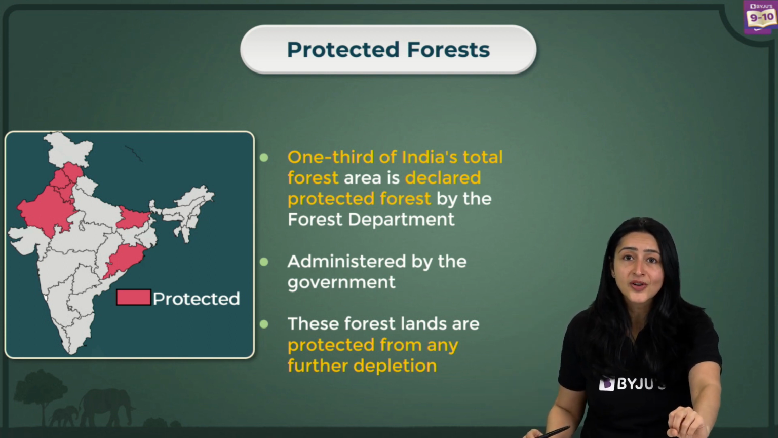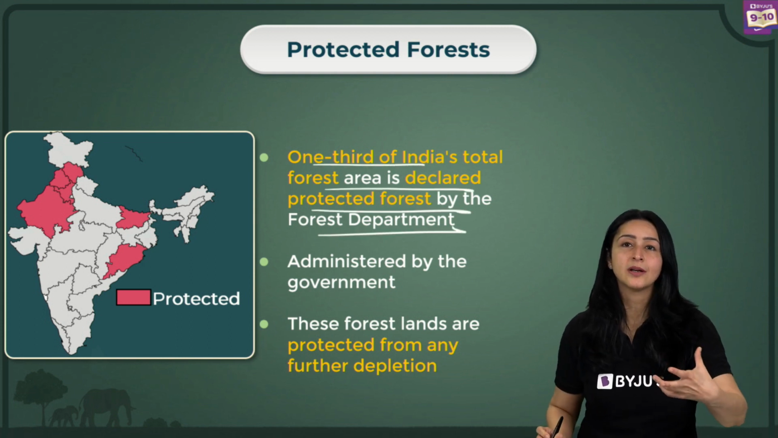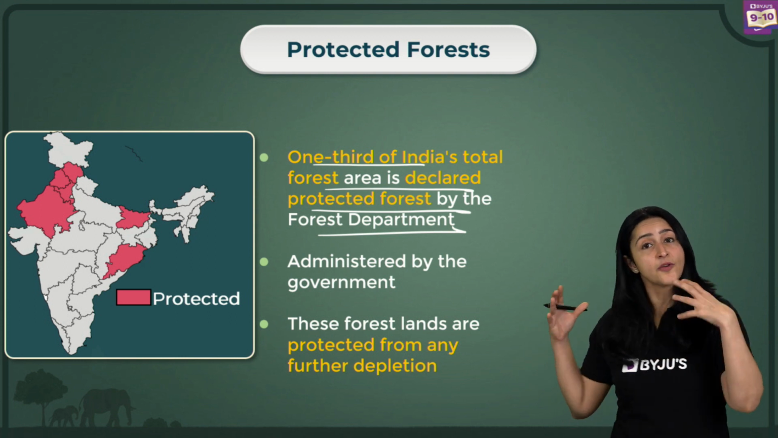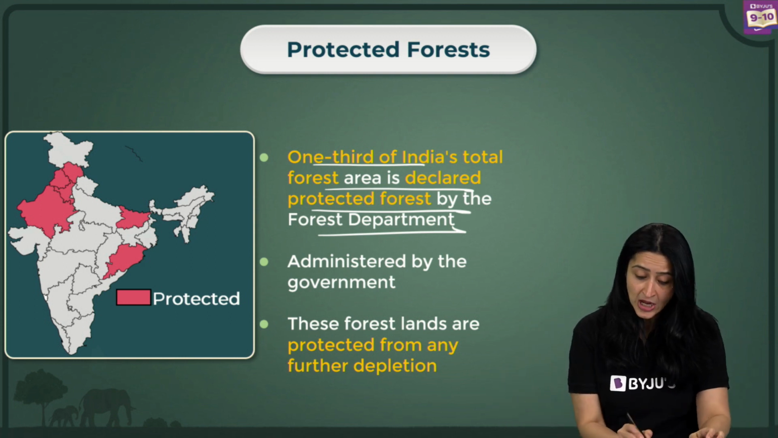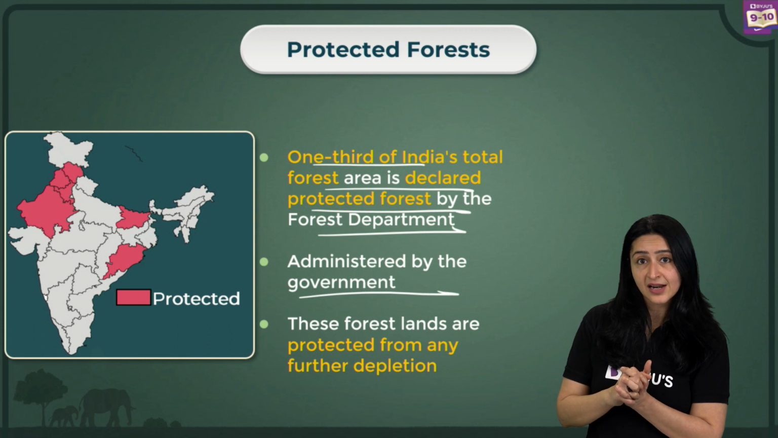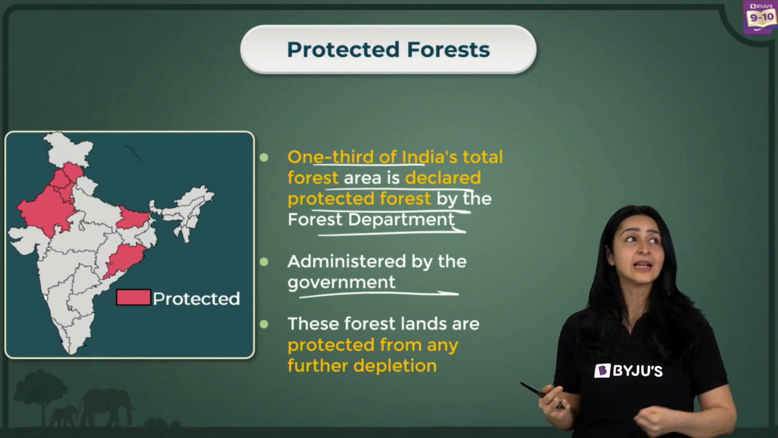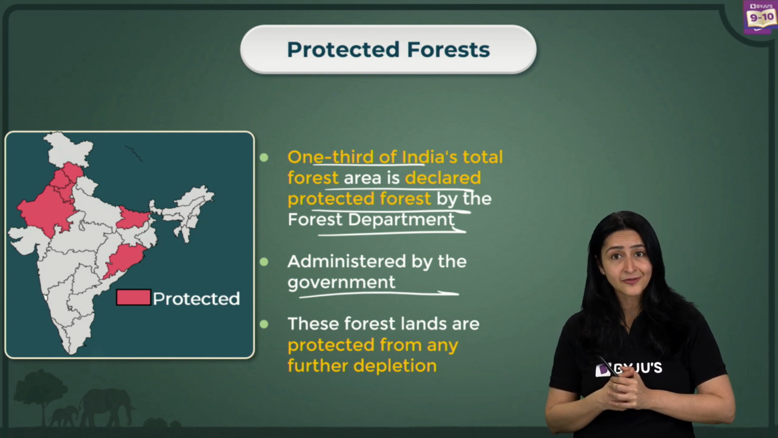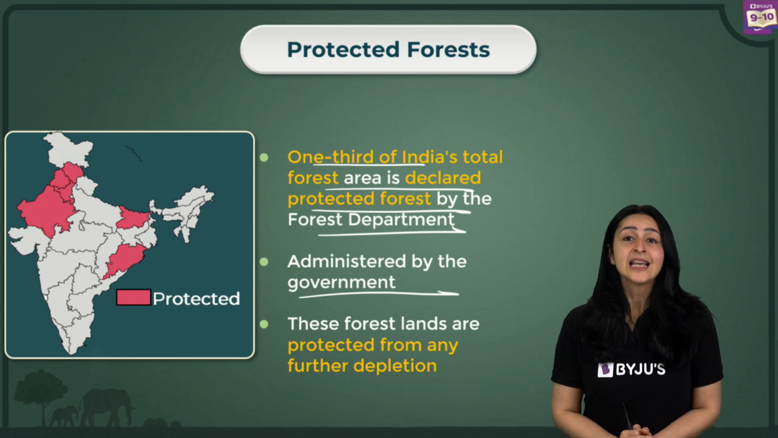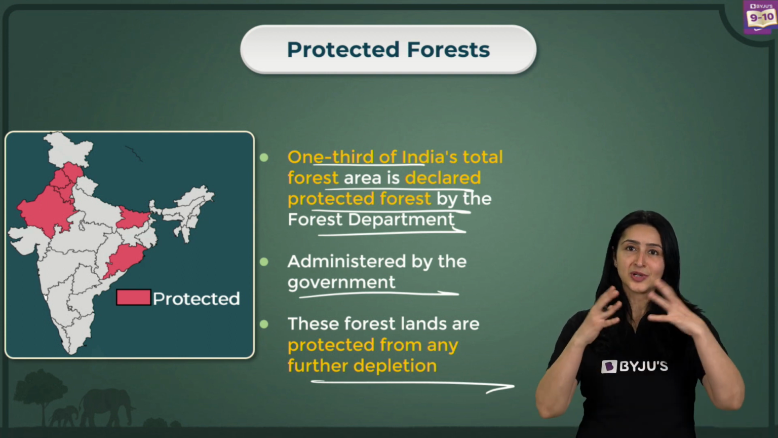1/3 of India's total forest area is declared as protected forest by the Forest Department or the central government. Now, the government has limited restrictions over here in these protected forests, and these forests are also managed by the government. So again, you know that reserve forest is managed by the government, protected forest also managed by the government. Now, what are the activities that are allowed here? So here in these areas, it's not as strict as the reserve forest. You can have certain activities like collection of woods by the locals as well as grazing of cattle. But what is definitely not allowed over here is the harming or the cutting of trees, as these forests are protected from further depletion. So this is also to take care of these forests, to conserve these forests.